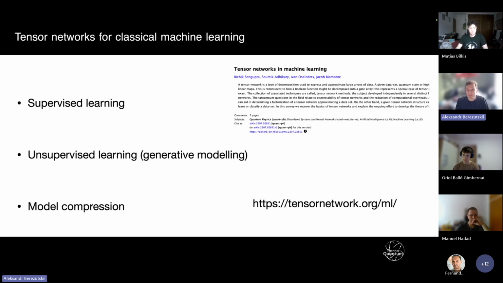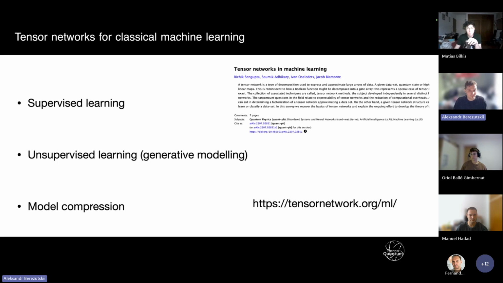Also there is a review-ish paper, I would say, by the advisor of my master's thesis, Jacob Biamonti, who is now in Montreal at the École de technologie supérieure. They wrote a paper about tensor networks in machine learning, and from what I found, there are three main areas of application. First of all, the algorithm part: applications to supervised learning and unsupervised learning, and the third one is model compression.